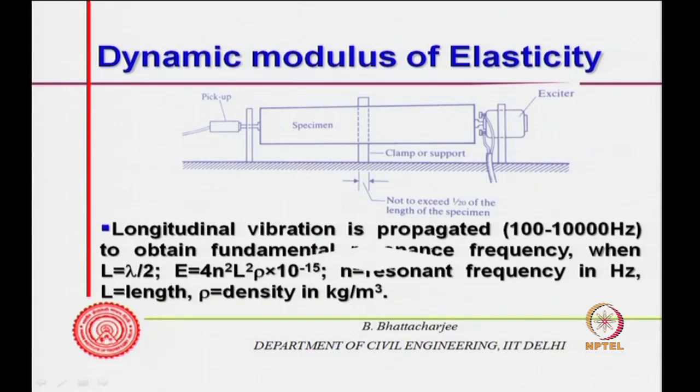Longitudinal vibration is propagated, so you will have vibration along this direction. Compression and rarefaction will be travelling along this direction, and you make it propagate in the range of 100 to 10,000 hertz. You will get the fundamental resonance frequency when lambda equals 2L, that is, when the wavelength is equal to 2L, where L is the length.